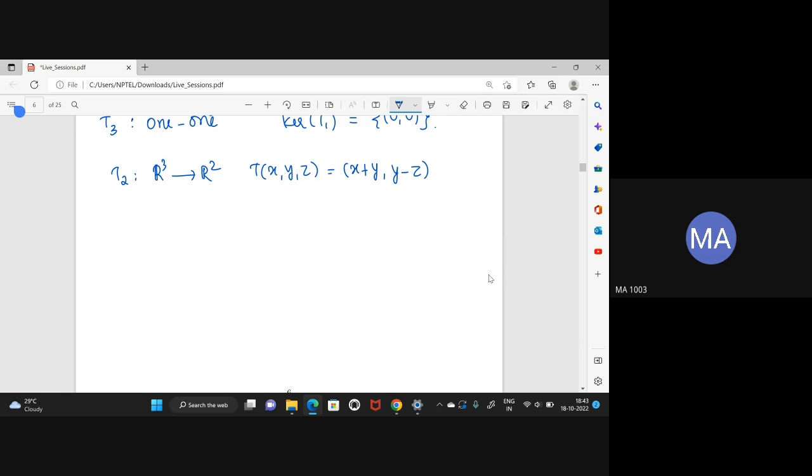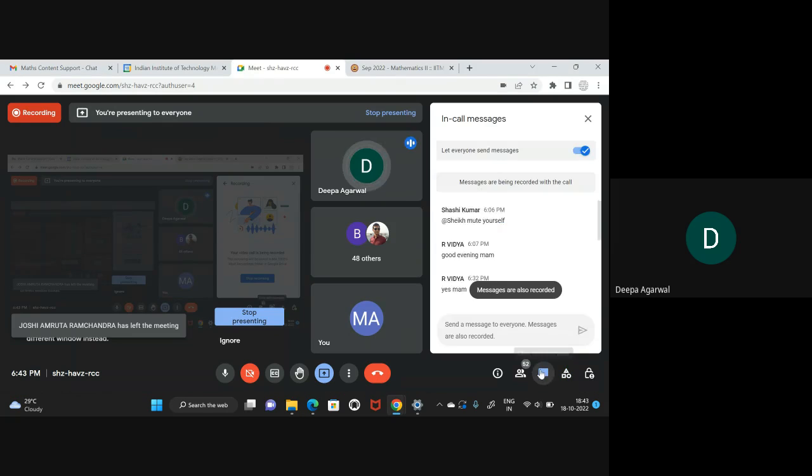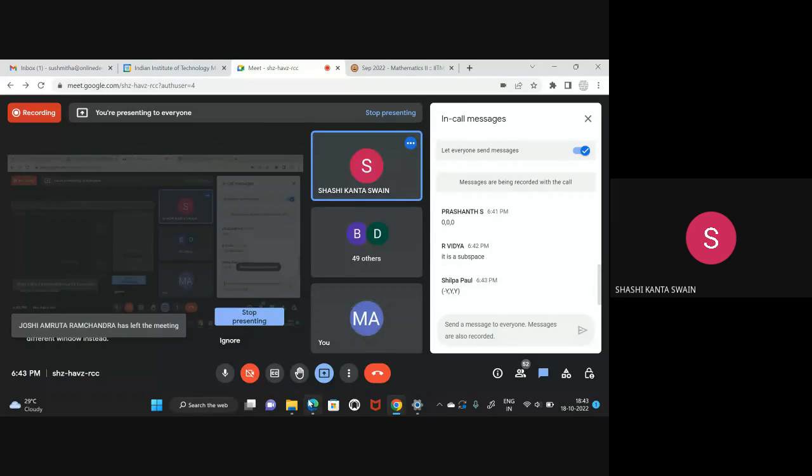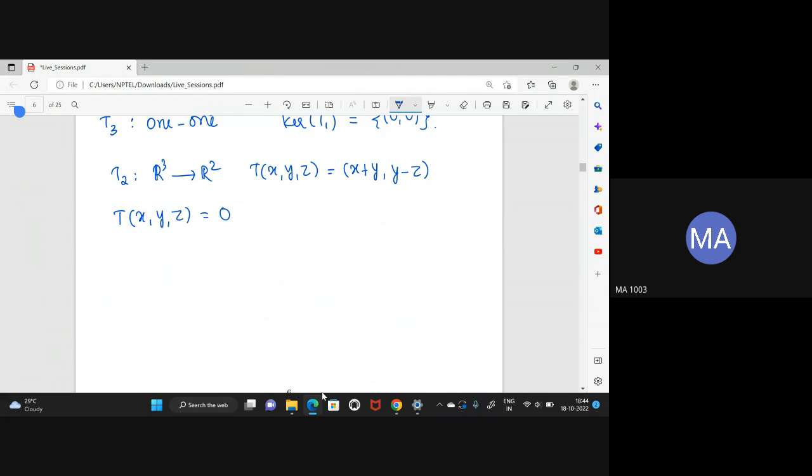How am I going to find the kernel? T of x comma y comma z is equal to 0. That's what I want to find out, right? I want to look at all those x, y, z that go to 0, 0, 0, right?